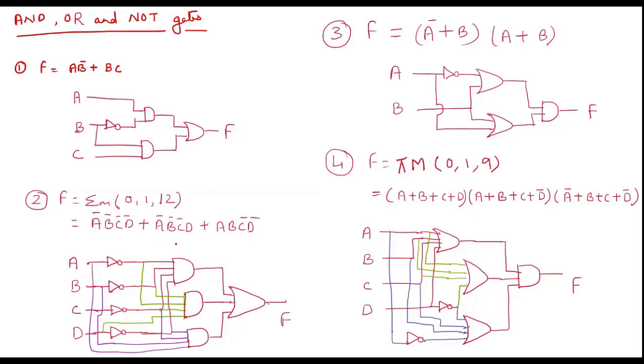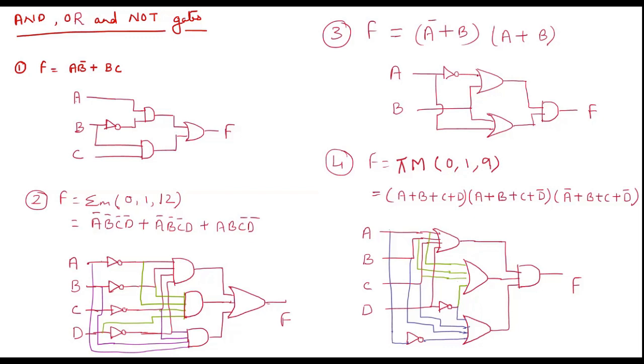Okay, now coming to the third question, where it is written F equals A complement plus B, whole, into A plus B. So this is a max term equation, and you can see over here what I exactly have done. I need A complement, so I have taken A, and then a NOT gate to give A complement over here, and B I have taken over here common because B is available on both sides.